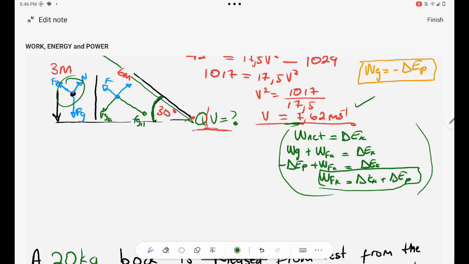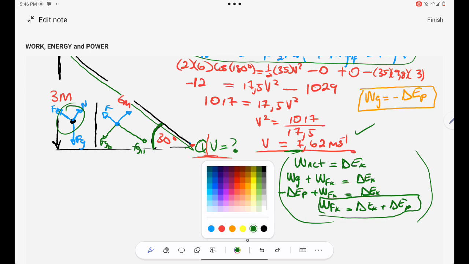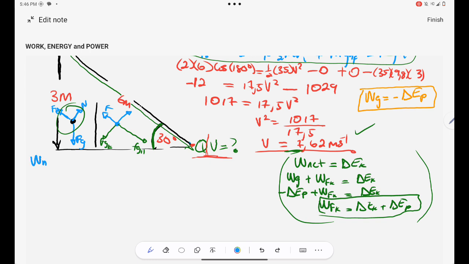But now let's say I did not know that the work done by gravitational force is equal to the change in potential energy. Let's say I chose to use the component of my gravitational force. So that means I'll simply say that net work is equal to the change in kinetic energy, right? So it simply means I'll say that F net delta x cos of theta is equal to the change in kinetic energy. So what is F net?